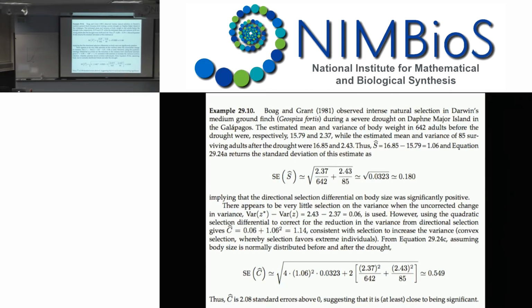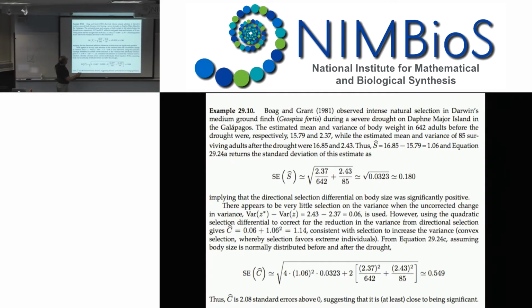So what they observed was they had a severe drought on the island of Daphne Major, and in, I forget which year, they had a couple of droughts they followed. In this particular one, the mean and the variance in body weight for 640 adults were these values before the drought, and after the drought, only 85 survived. So a big drop-off. Here's what the means and the variances are.